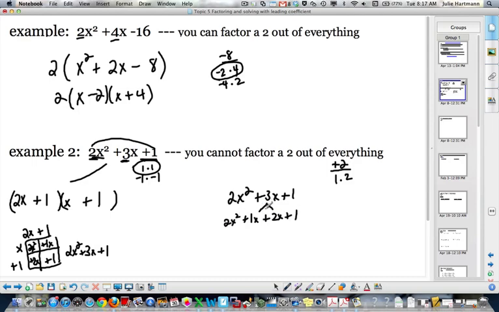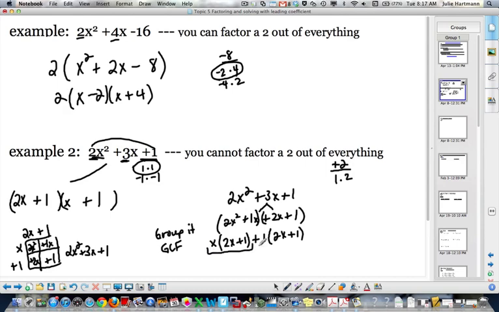Now, once you have that split, what we can do is called grouping. Okay, we're going to group it. And then you take your greatest common factor out of the first one, so we can take an x out of that. What's left is 2x plus 1. Here, the greatest common factor between 2x and 1 is just 1, so we take out a 1. You're still left with 2x plus 1.